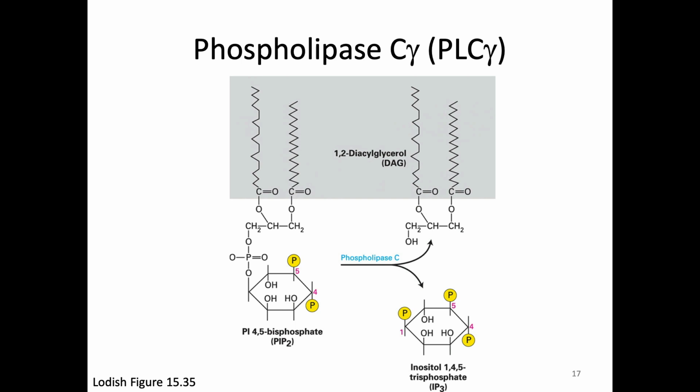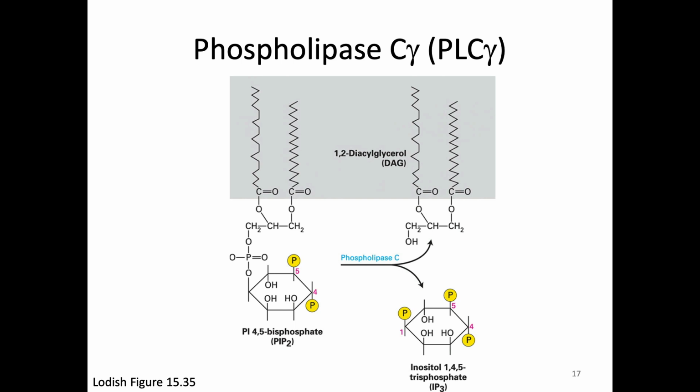Yeah, Vicky. Phospholipase C cuts up phospholipids. Phospholipase C gamma, PLC gamma, doesn't cut every single phospholipid in the whole world, but it cuts one specific phospholipid. So there's one phospholipid that PLC gamma cuts. PLC gamma cuts this phospholipid that's shown here on the left.